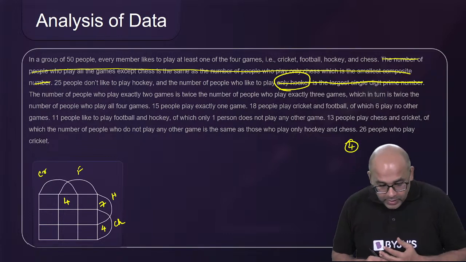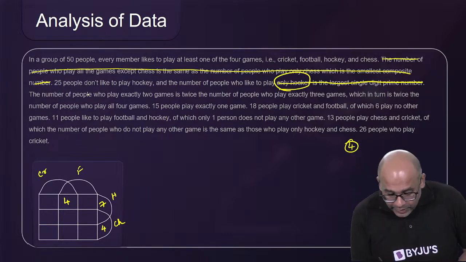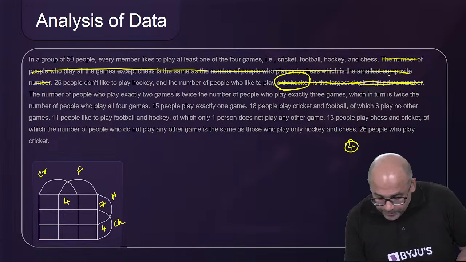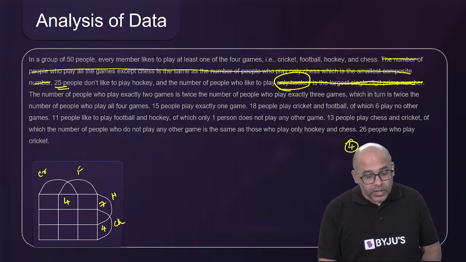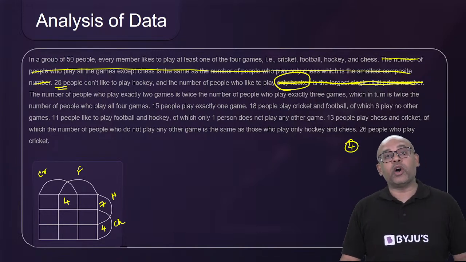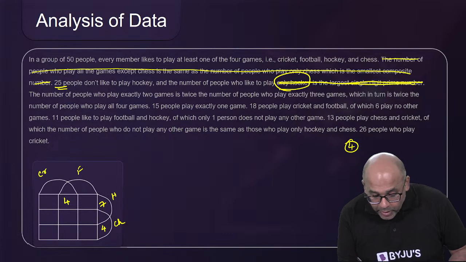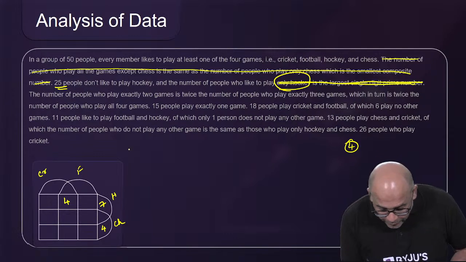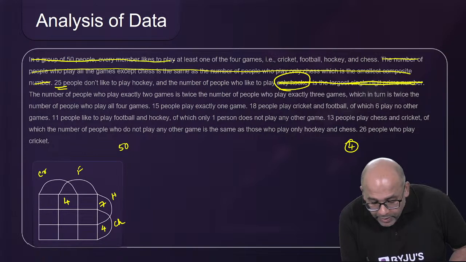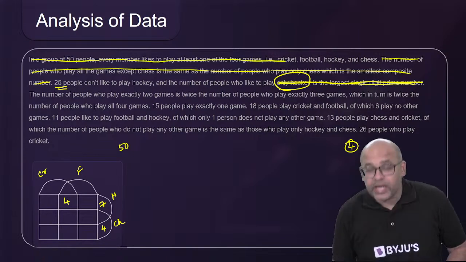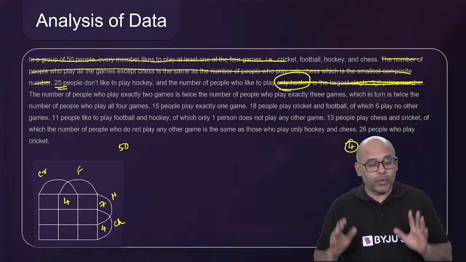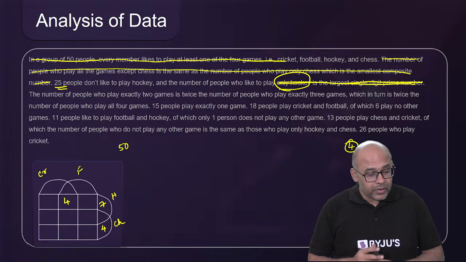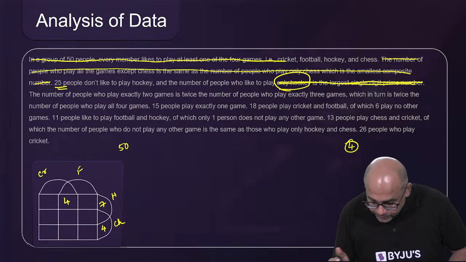Okay. Remember this part we have taken, but this is open, the 25 people, this is still open, we haven't used it. So 25 people don't like to play hockey. And one important part is in a group of 50, so total are 50, so this is used. Every member likes to play at least one of the 4 games. So there is nobody outside the Venn diagram. This is very important, there is nobody outside the Venn diagram. Okay. Next, where are we?